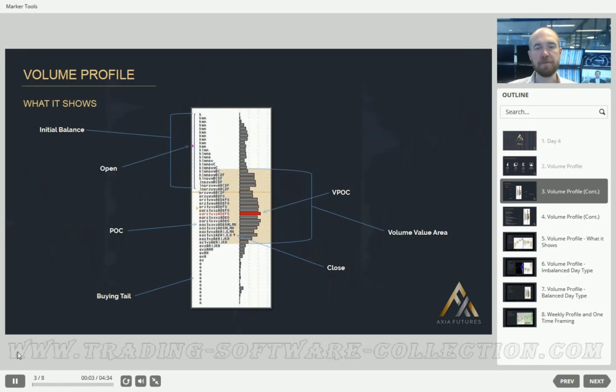What does it show? Here, what you've got is an entire day of profile. So each letter is known as a TPO, a time price opportunity. Basically, it displays every price that has been traded over a half an hour period. So if you look at the Ks, that's the first half an hour of the day. And basically the top of the Ks and the bottom of the Ks indicate the high and the low of that first half hour candle.